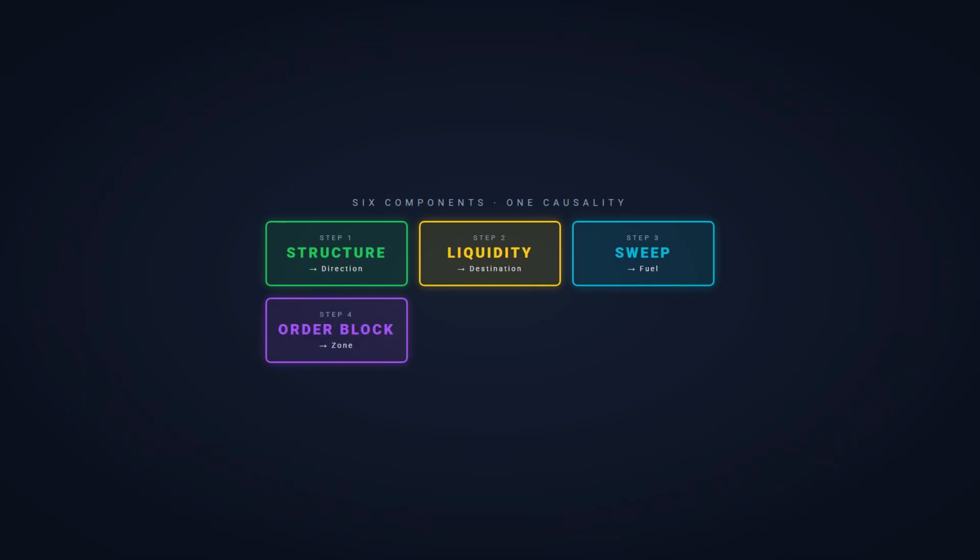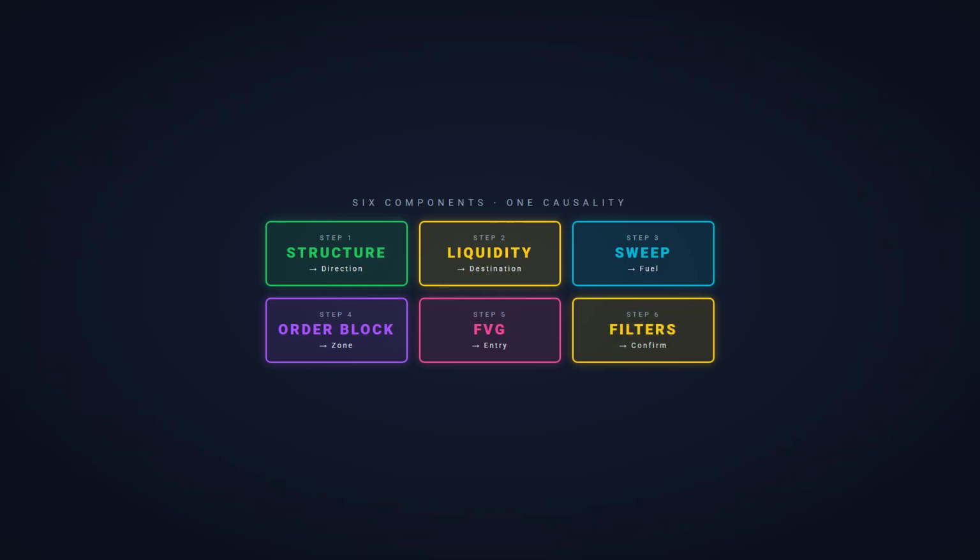The order block gives you the zone, the last opposing candle before the sweep impulse, where institutional orders were placed and where remaining orders are still waiting. The fair value gap gives you the entry, the imbalance nested inside the OB with the 50% level as your precise trigger point. And the filters confirm it's worth taking. Session timing, discount or premium zone, displacement, multi-time frame confluence, all scored before a single dollar is risked. That is the complete system. 6 components, 1 direction of causality, no steps that can be reordered or skipped.